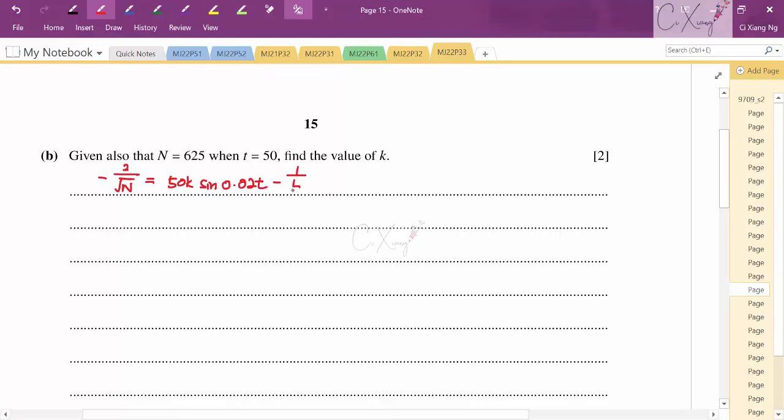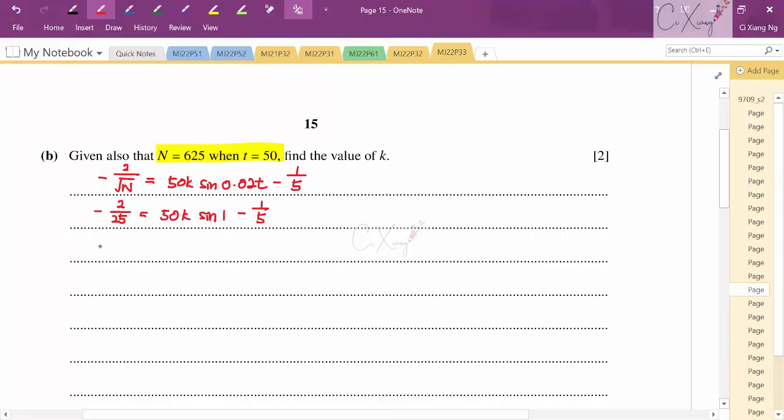Okay, so now I want to substitute n equals to 625 and also t equals to 50 into the equation. All right, so when I have square root of 625, I'll get 25 here. So I'm having 2 over 25 equals to 50k and then sine 0.02t. 50 multiplied with 0.02, I will get a 1. Okay, then minus 1 over 5.